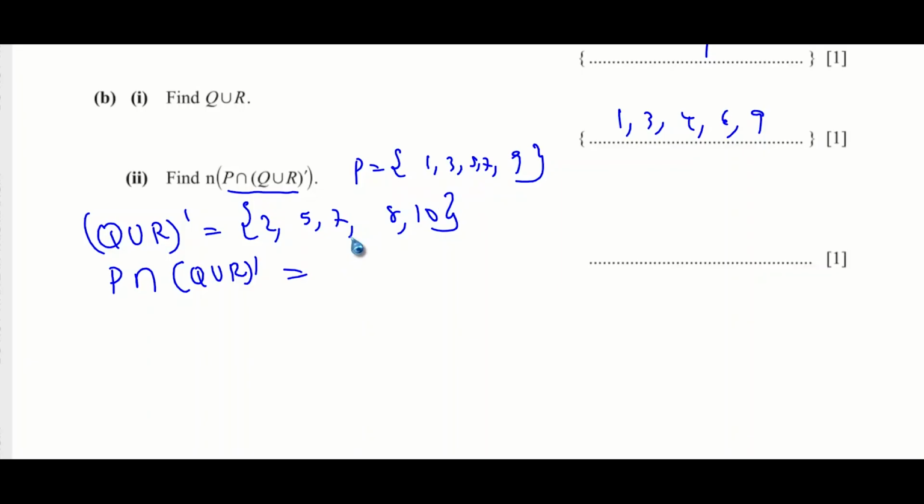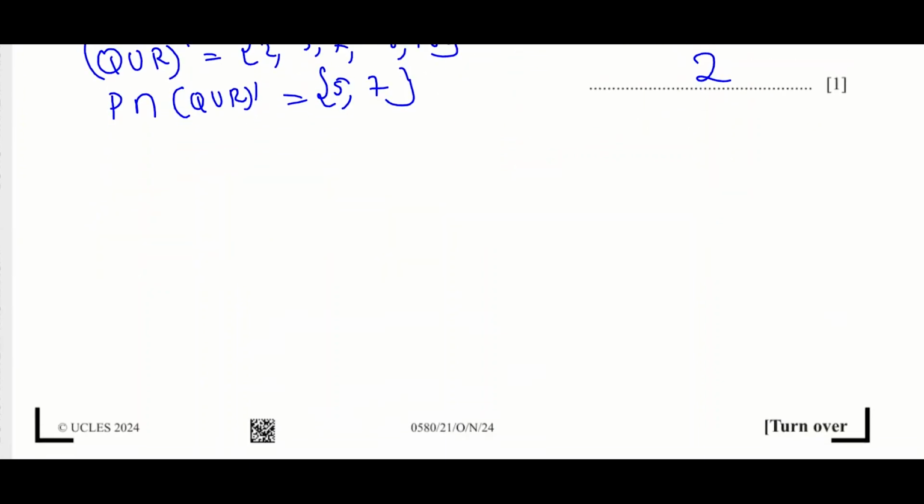So if you compare this and this together, you see that 5 is common. Then we have 7 to be common. So now, how many elements? We have 1, 2. So we have 2 common elements. Okay, so that will be the solution to that question.